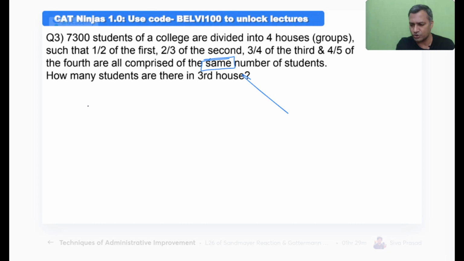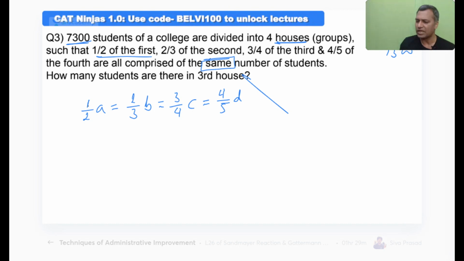So let us call the 4 houses A, B, C, D. The 7,300 students are divided into these 4 houses. Put together, all these houses should total 7,300. What is he saying? Half of the first house, half of A, is equal to 2/3 of the second house, B, which is equal to 3/4 of the third house, C, which is equal to 4/5 of the fourth house, D. They all will be equal to 1. Doesn't matter, they all will be equal to 1.